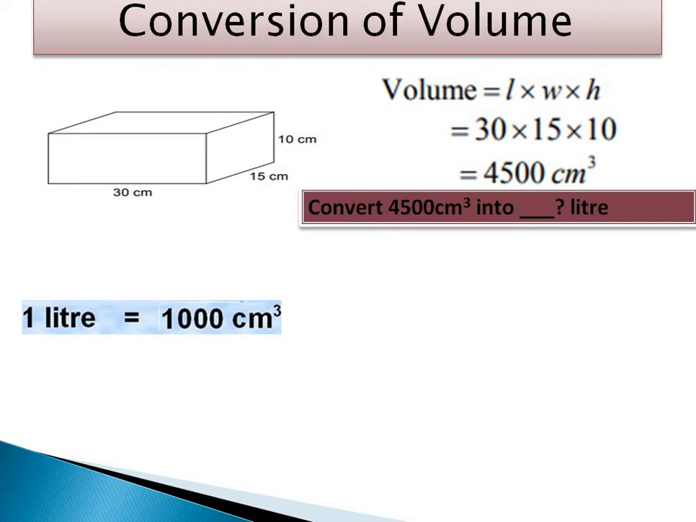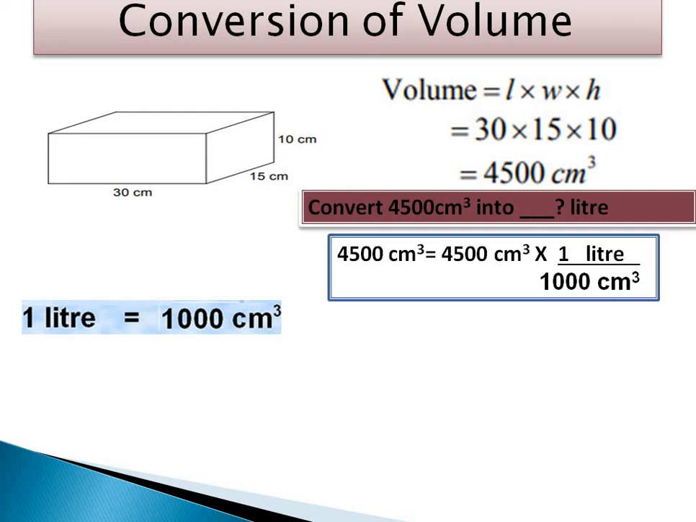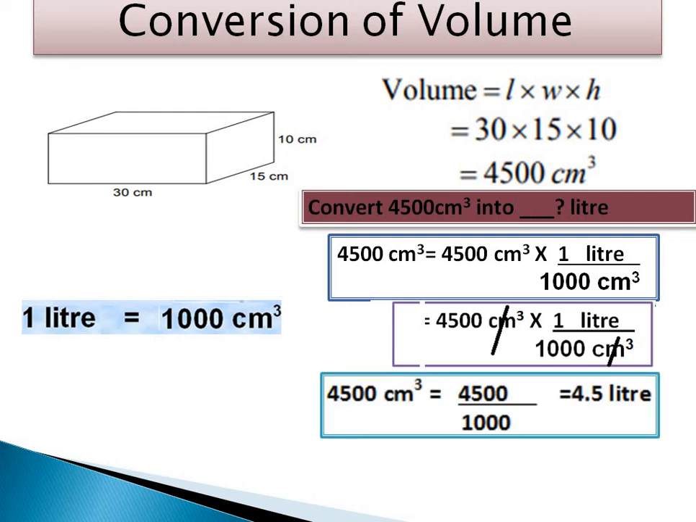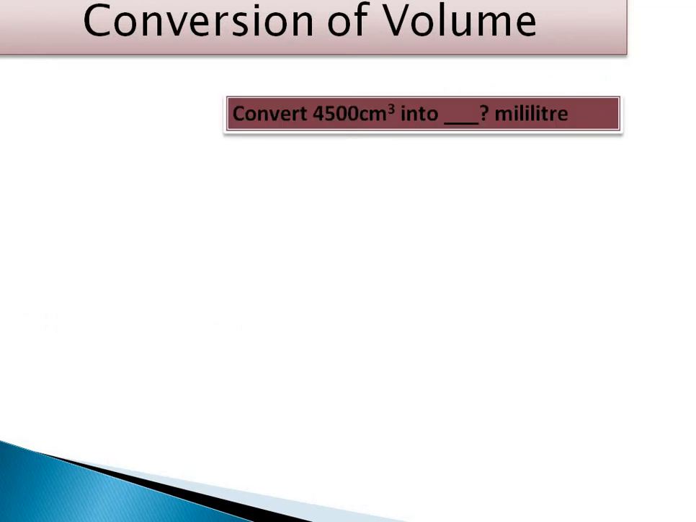This 4500 centimeter cube volume we wanted to convert into liter. How to convert it into liter? So we know that 1 liter is equal to 1000 centimeter cube. So 4500 centimeter cube can be converted as 4500 centimeter cube into 1 liter divided by 1000 centimeter cube. So in conversion, centimeter cube will get cancelled, and the unit is liter: 4.5 liters. Okay. So this is about the conversion of volume into liters.